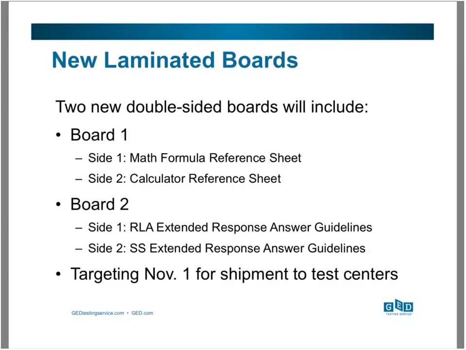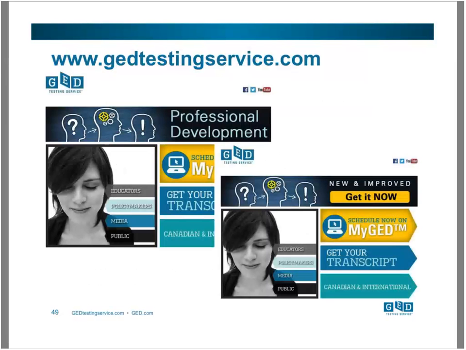A couple of other things, just general information for you. There are going to be some new laminated boards going out when students are testing. Board 1 has a math formula reference sheet. It also has a calculator reference sheet, so they'll have those things in their hands starting in November. Also, they will have with them extended response answer guidelines for social studies and for RLA. Again, they're targeting November 1 for shipment to those test centers itself.